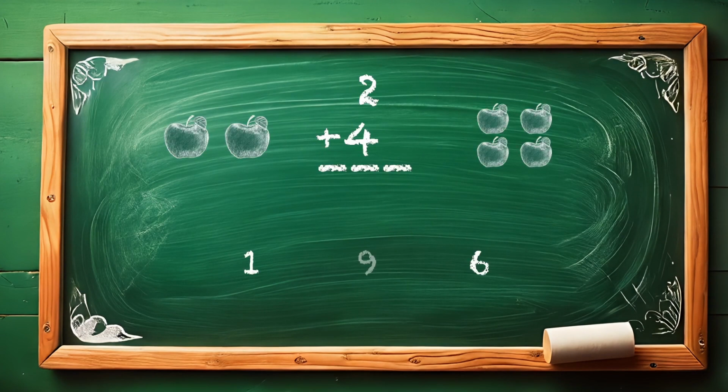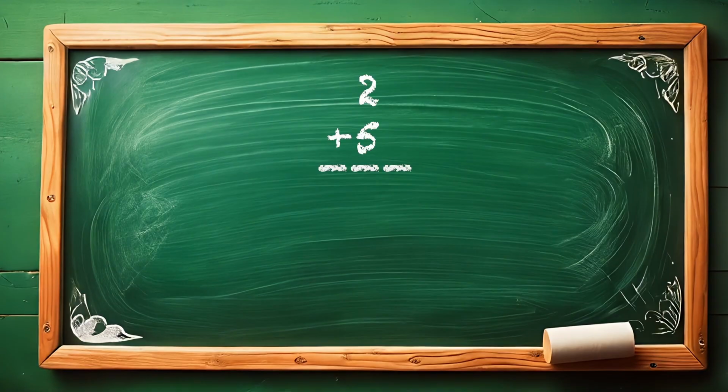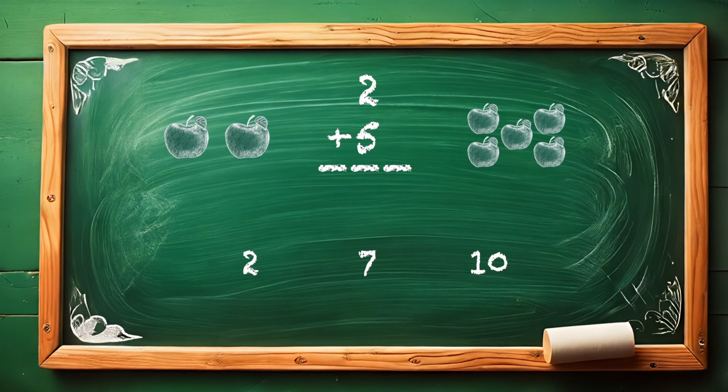If you have 2 apples plus 4 apples, do you have 1 apple, 9 apples, or 6 apples in total? 2 plus 4 equals 6. If you have 2 apples plus 5 apples, do you have 2 apples, 7 apples, or 10 apples in total? 2 plus 5 equals 7.